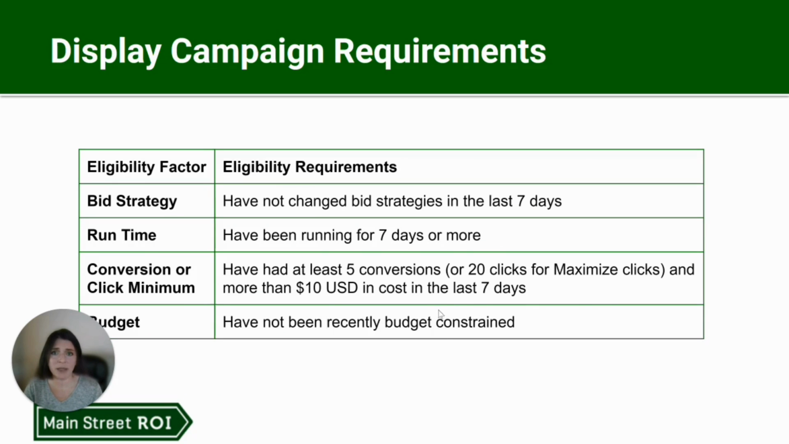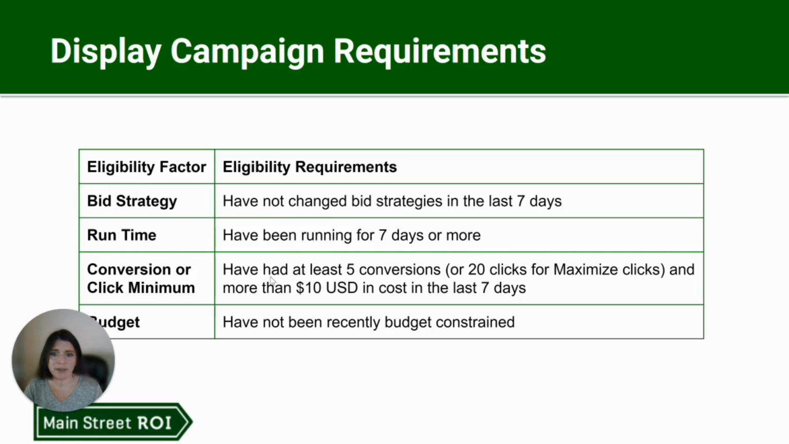Now, as far as display campaign requirements, you can see the eligibility requirements here. As far as bidding strategy, Google requires that there be no changes made to that bid strategy in the last 7 days before you can use the Performance Planner tool. And it must have been running for at least 7 days or more.